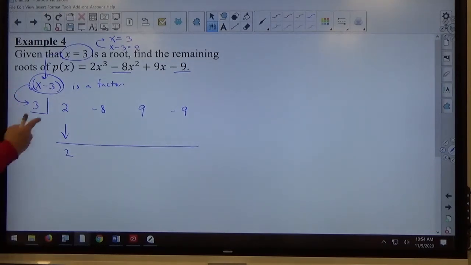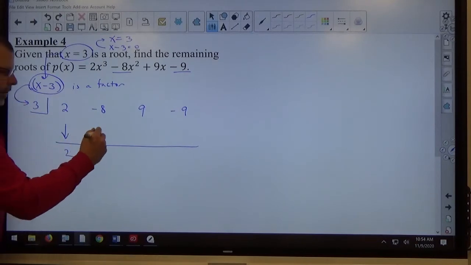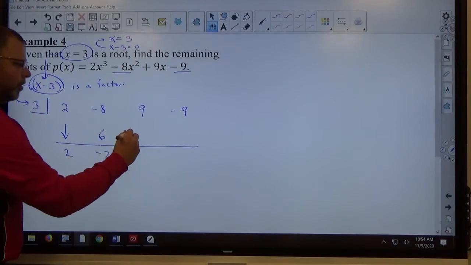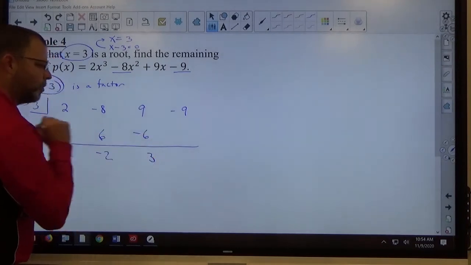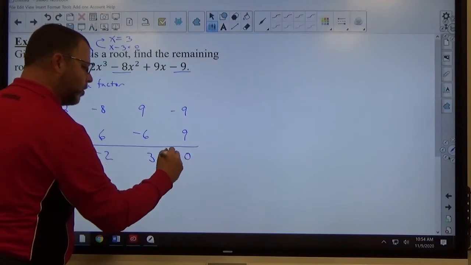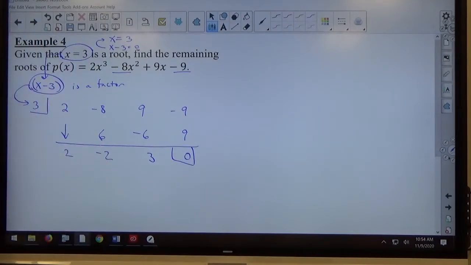All right, so 2 comes down, 3 times 2 is 6. Different sign, subtract, 8 is bigger, negative. 3 times negative 2 is negative 6. Different sign, subtract, 9 is bigger, positive. 3 times 3 is 9. Negative 9 plus 9 makes 0. Remainder of 0 is what we expected. Okay, so we're good to go there.